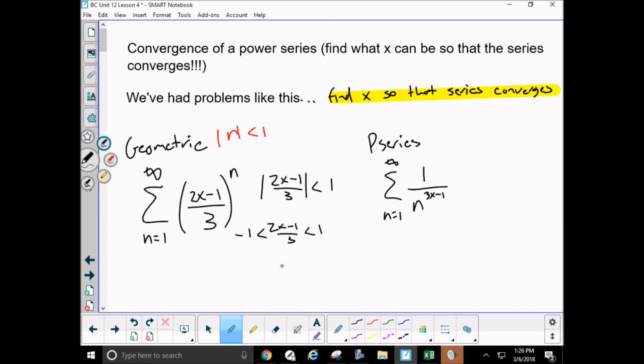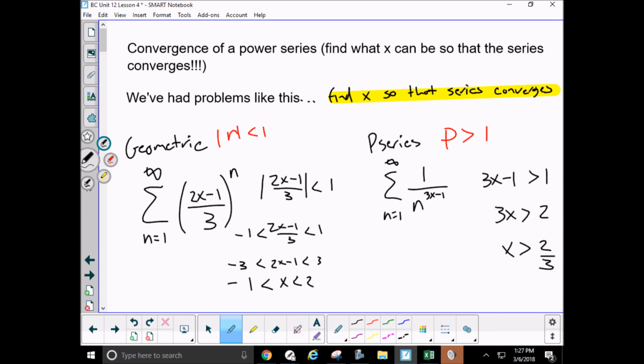Multiply both sides by 3, you get 2x minus 1 is less than 3 and greater than negative 3. And you can add 1, multiply by 2, you get x is less than 2 and greater than negative 1. Okay, we did that. That's not new. For p-series, we know that p has to be bigger than 1, not less than 1. So I would look at 3x minus 1, make sure it's bigger than 1. That's when 3x is bigger than 2, or x is bigger than 2/3. Okay, we've done that before.